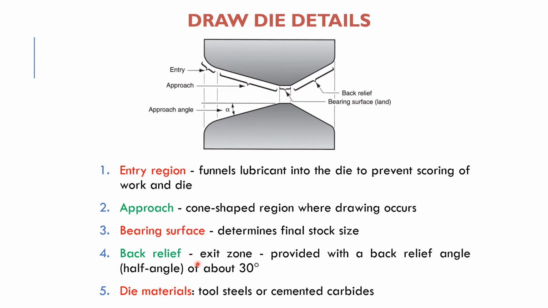And then we also have back relief, the exit zone where the work material will start to come out. This one will have an angle around 30 degrees to allow the work material to come out easily from the die. And then we also have approach angle alpha over here. So the die material is usually tool steel or cemented carbide.